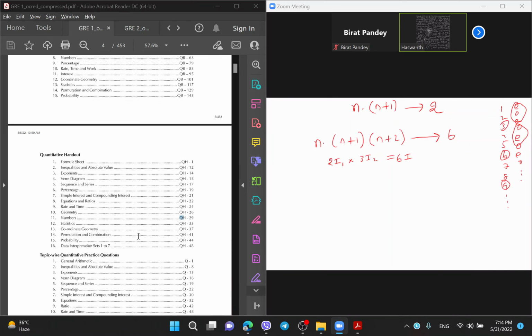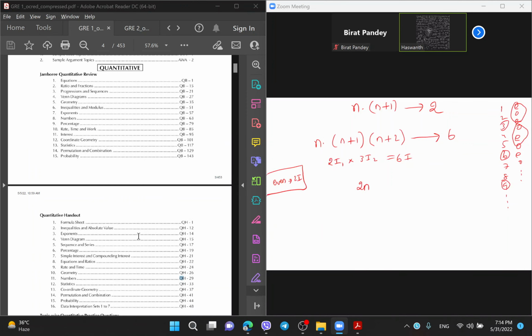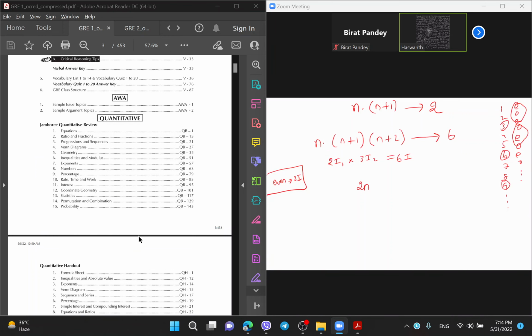Whereas product of two consecutive even integers, an even number, we will express it as 2 into some integer. This is how you express an even number. 2 into some integer, we say it is even. So let's say 2n is an even integer, and next one 2n plus 2. This product will always be divisible by which number?